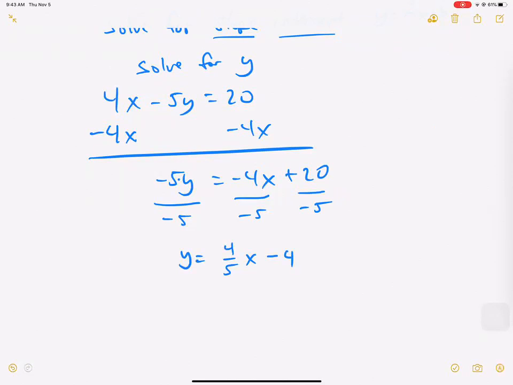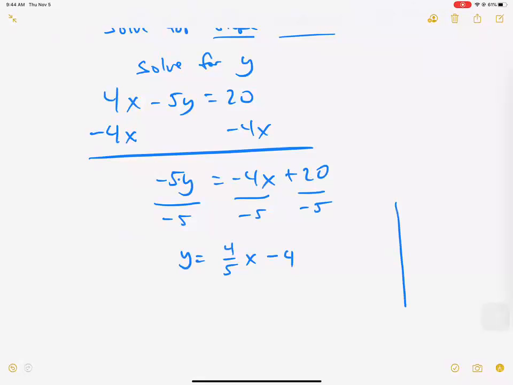Sure. Did you want the example on the graphing or us solving? Solving, right? Oh, graphing. Okay, sure.